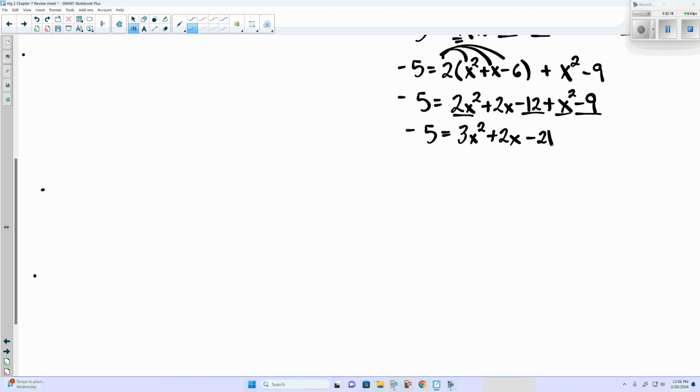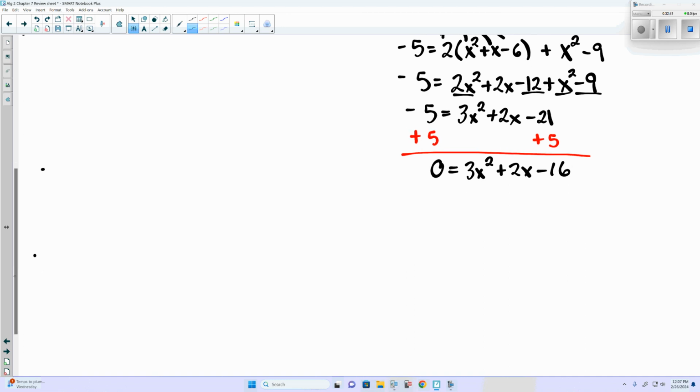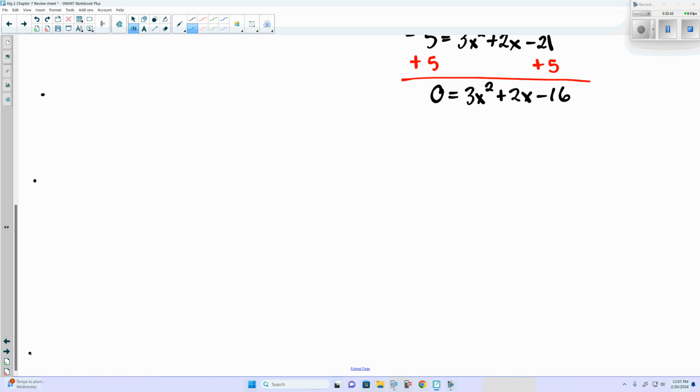Do we have any other like terms? No. But since we do have an x squared term, we need to get this equal to 0. So we're going to add 5 to both sides. And when we add 5 to both sides, we get 3x squared plus 2x minus 16. And that whole thing is equal to 0.